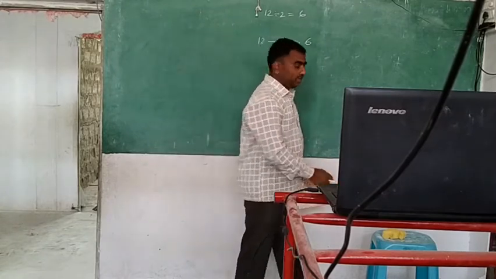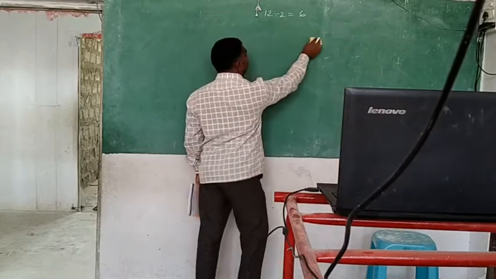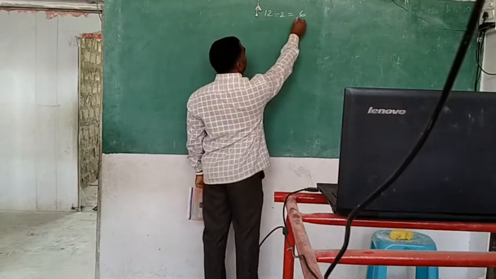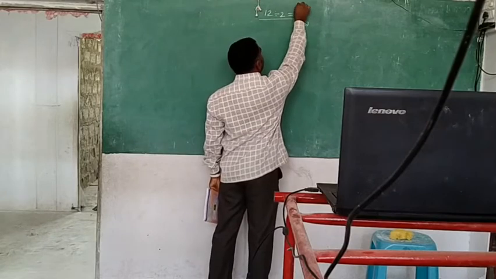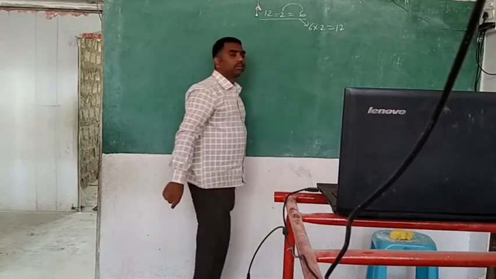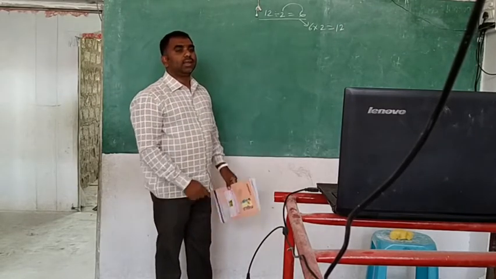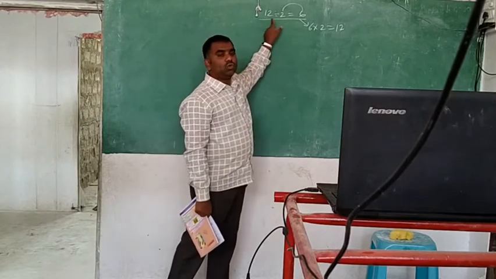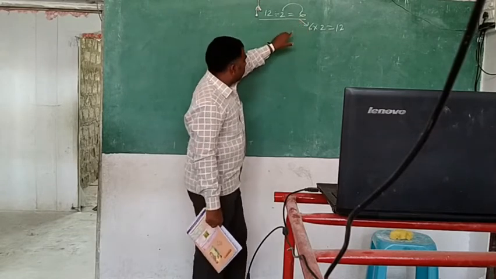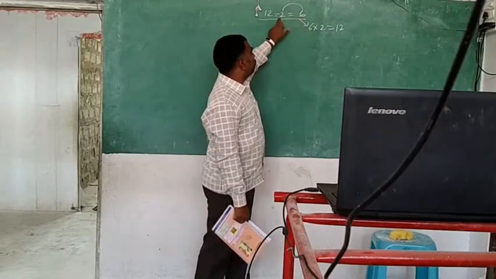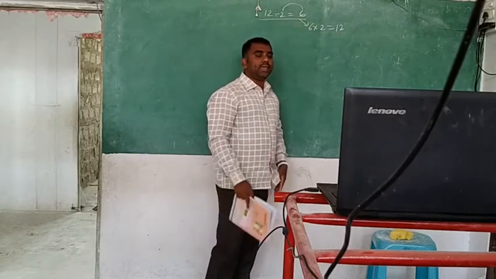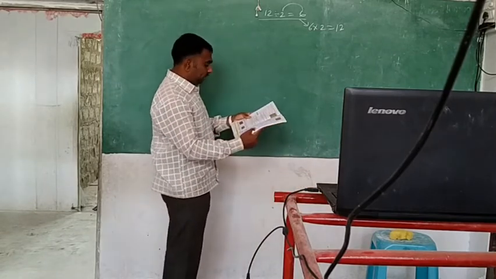Now, you see here, the same thing I can say in the form of multiplication. This is the division. From this division, you can say 6 2s will become 12. Is it right? When you divide 12 objects into 2 groups, in each group there will be 6 balls. From this, what can you say? 6 2s are 12.